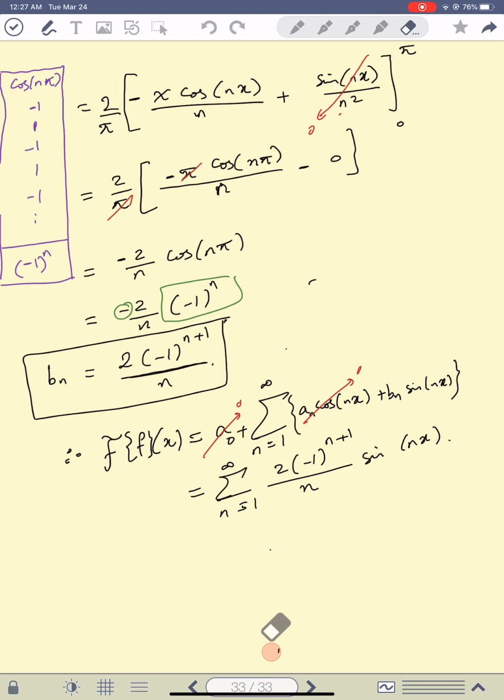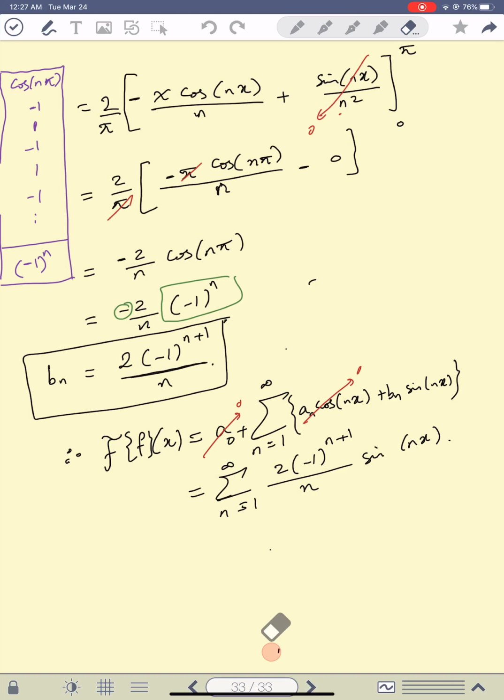Okay, so what's the summary of this example? We started with the function x. We did all the computations. We reached this form, the Fourier series. Now, what is the geometric meaning? This is very important. So the geometric meaning of the Fourier series.